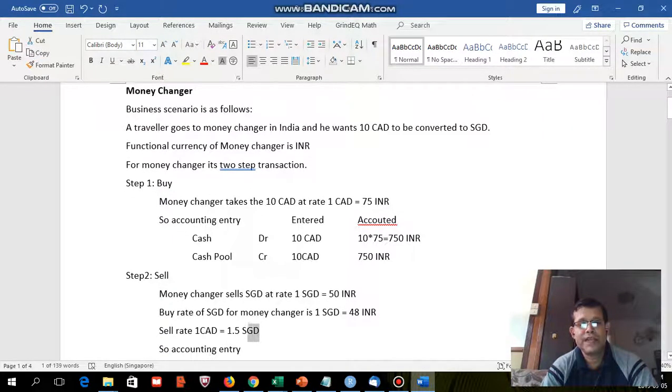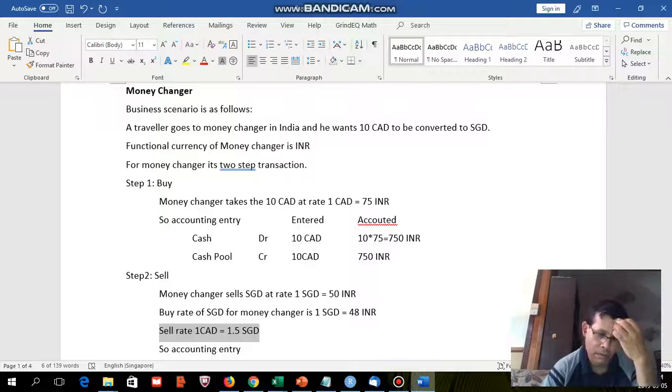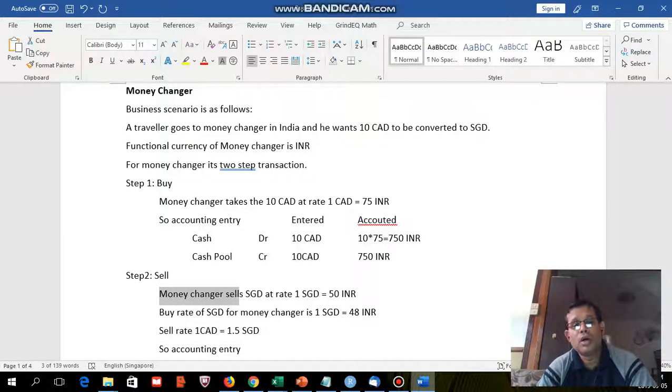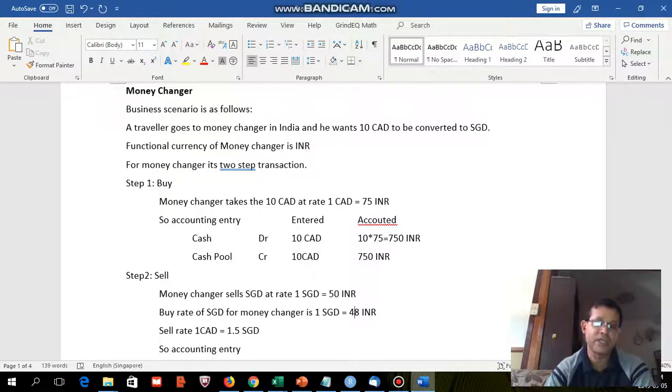Assume that the sell conversion rate by the money changer on that day between Canadian dollar and Singapore dollar is 1.5, and the exchange rate between Singapore dollar and INR is 50. And assume that the banker's cost of maintaining a Singapore dollar is 48 INR, because they keep on buying Singapore dollars. Someday they might have bought at an exchange rate of 50, some other day 52, some other day 48. So it will keep on averaging. It's just like an inventory transaction, where the rate keeps on getting averaged. So that average rate is 48 INR.